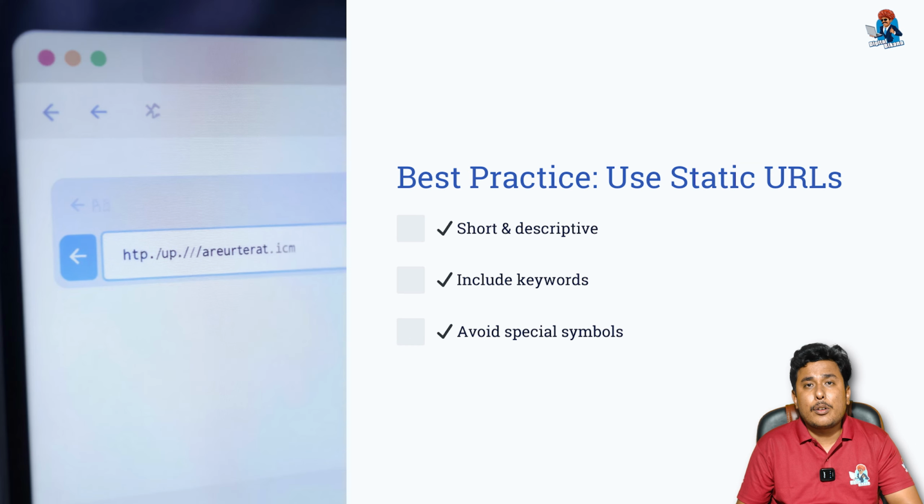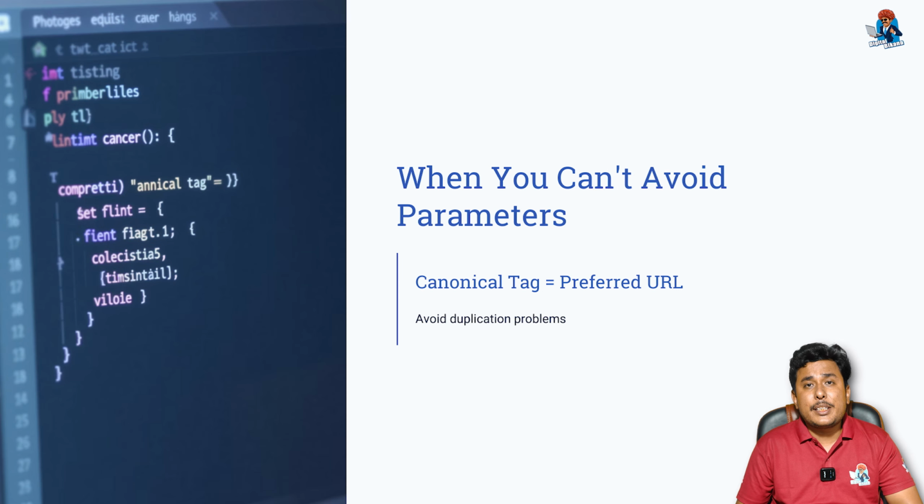Instead of example.com?ID=123, use example.com/SEO-tips. This improves SEO, makes URLs user-friendly, and boosts brand trust. If parameters are necessary, use canonical tags to tell search engines which version is the main page. This helps avoid duplicate content issues.